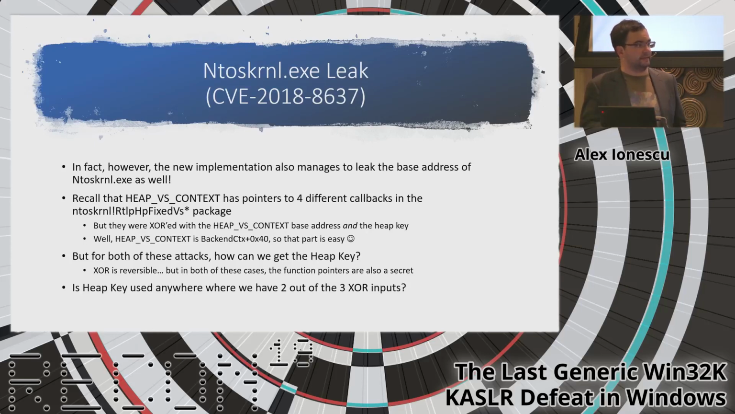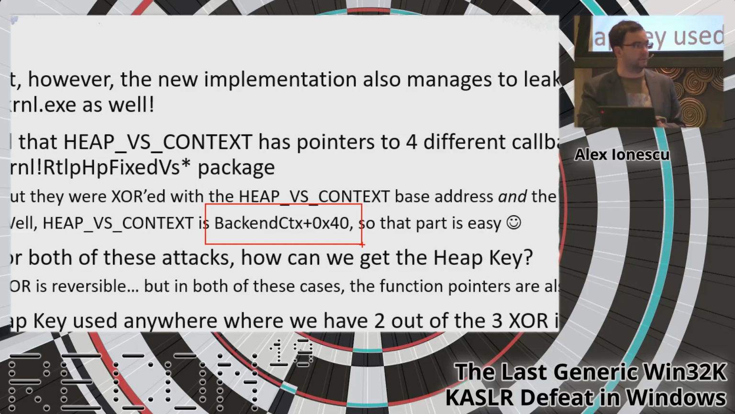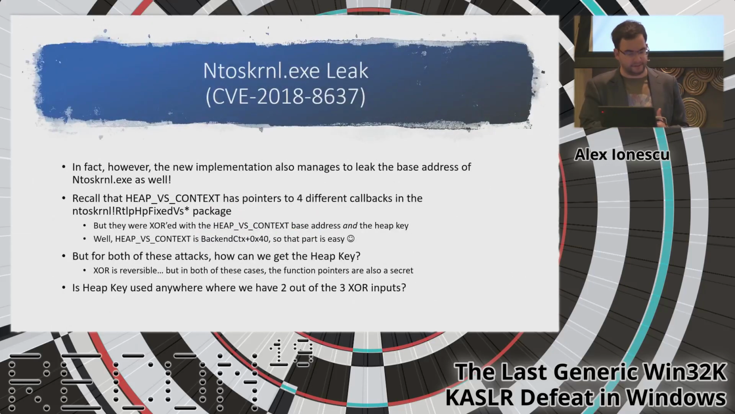So the problem is how to get that key, because we know how to get heap VS context, right? Heap VS context is backend context plus 40, so I know where the heap itself is. I know where the allocations within the heap are. I know what the input value and the output value are. XOR is obviously reversible, so if you can XOR the output with the known secrets, you can get the key back. The problem is we usually have 3 inputs in the XOR, so I can't get a heap key back unless I know all the inputs.